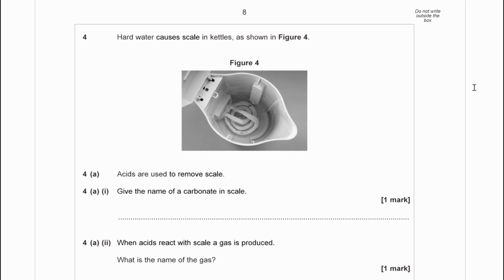So question 4, it says that hard water causes scales in kettles, as shown in figure 4, right, that's true. Acids are used to remove scale. It says give the name of a carbonate in scale. Right, now we know that scale is caused by calcium carbonate and magnesium carbonate, so either one of those is going to be correct. I'm just going to say calcium carbonate.